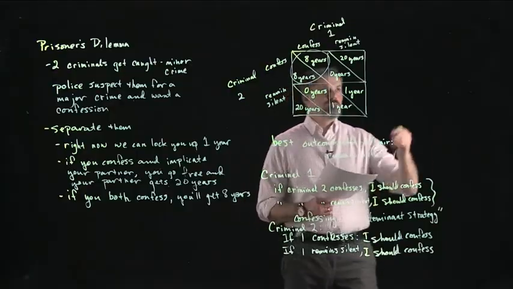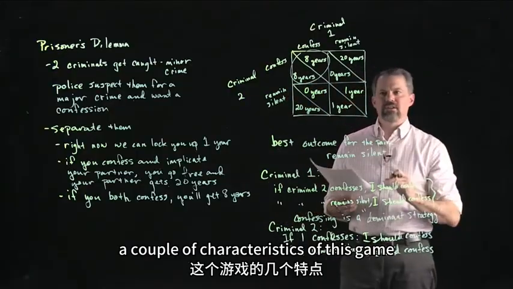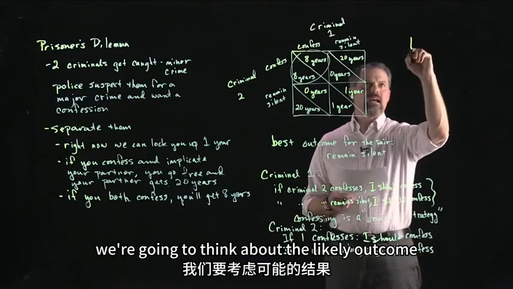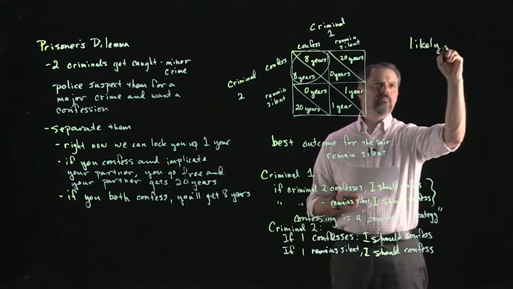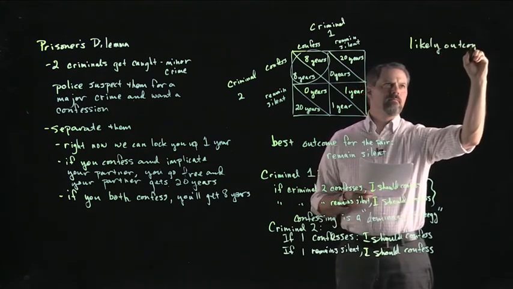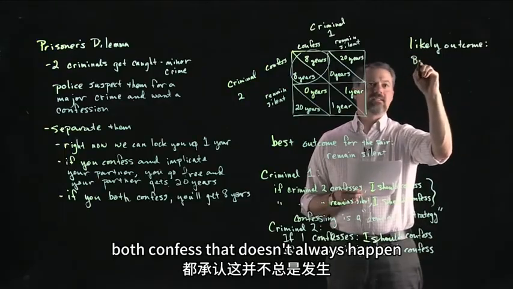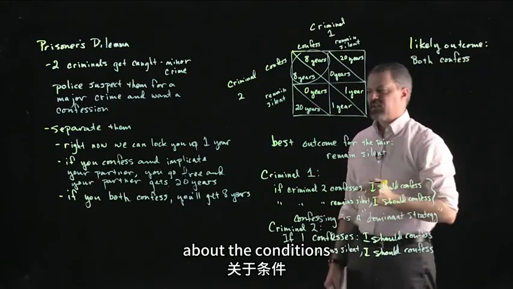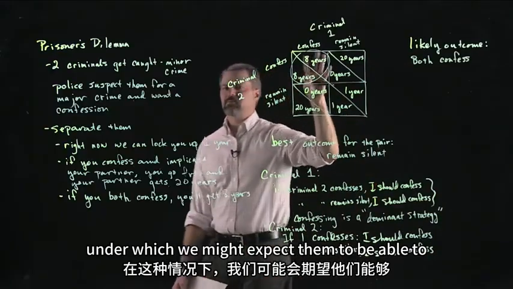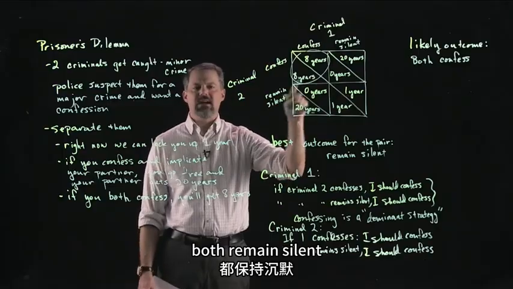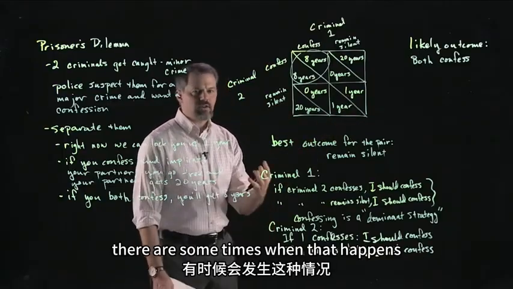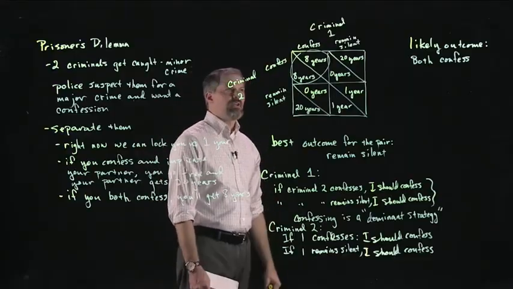So, let's think about a couple of characteristics of this game. We're going to think about the likely outcome. Both confess. That doesn't always happen. We'll talk here in just a second about the conditions under which we might expect them to be able to both remain silent to get that good outcome. There are some times when that happens.